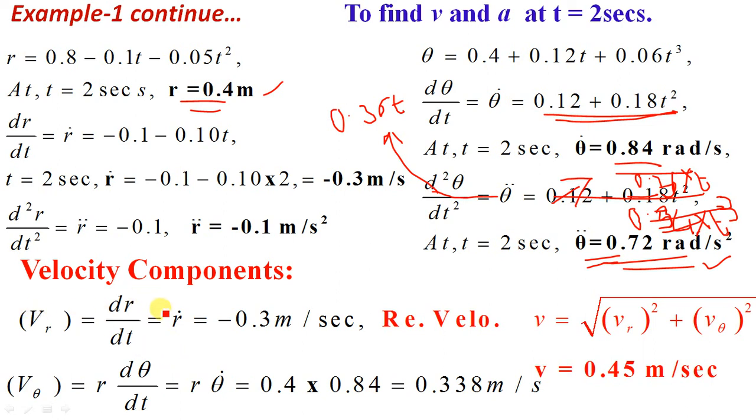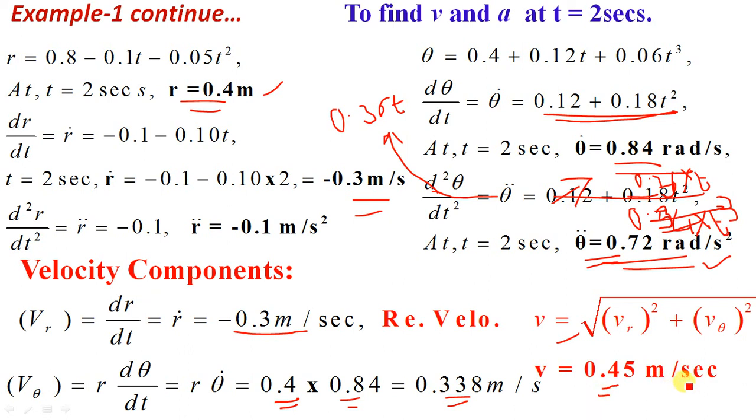Now VR, velocity component, first we are going to find out. R dot we have already found out. What is the value of R dot? That is minus 0.3 meter per second, and V theta, R theta dot, that we have to find out. So R is 0.4 at t is equal to 2, theta dot is 0.84 at t is equal to 2. So you will get the V theta as this value. Then find out the total V by substituting the values in this formula. So you will get the total velocity V as 0.45 meter per second.